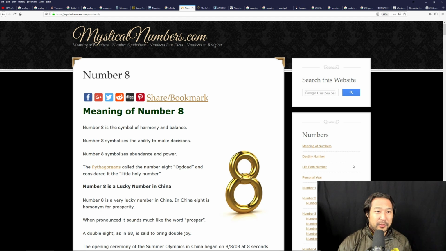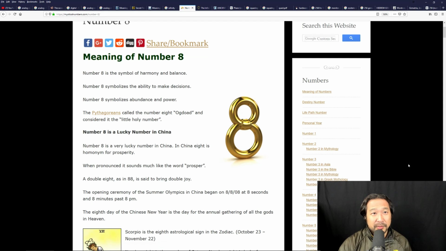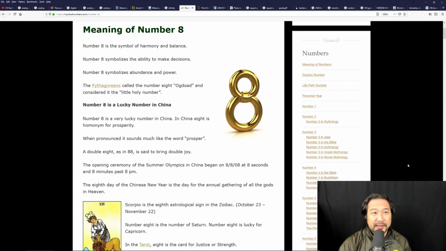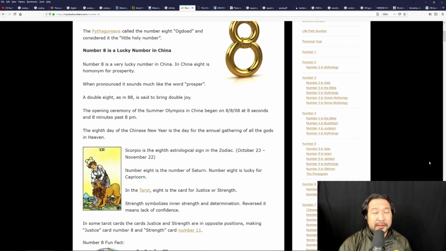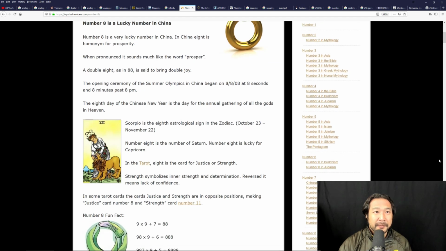TheMysticalNumbers.com. Maybe we'll find more. I'm going to skip over a lot that we might have gone over already, and just talk about the ones that we haven't mentioned already. 8 is the number of harmony and balance, symbolizes the ability to make decisions, abundance and power. Again, Ogdo. 8 is lucky. Number 8 is a lucky number in China. It's a very lucky number in China. In China, 8 is a homonym for prosperity. When pronounced, it sounds much like the word prosper. Double 8, as in 88, is said to bring double joy.